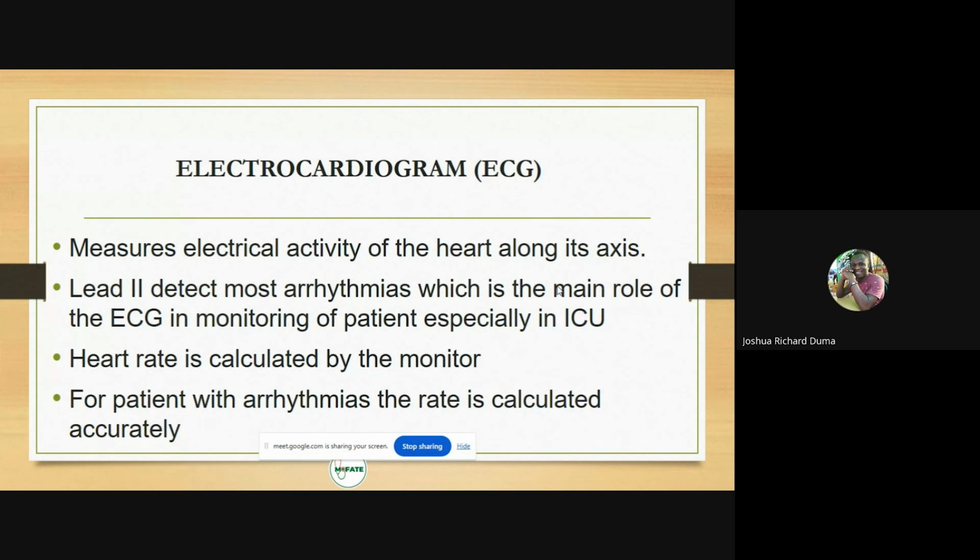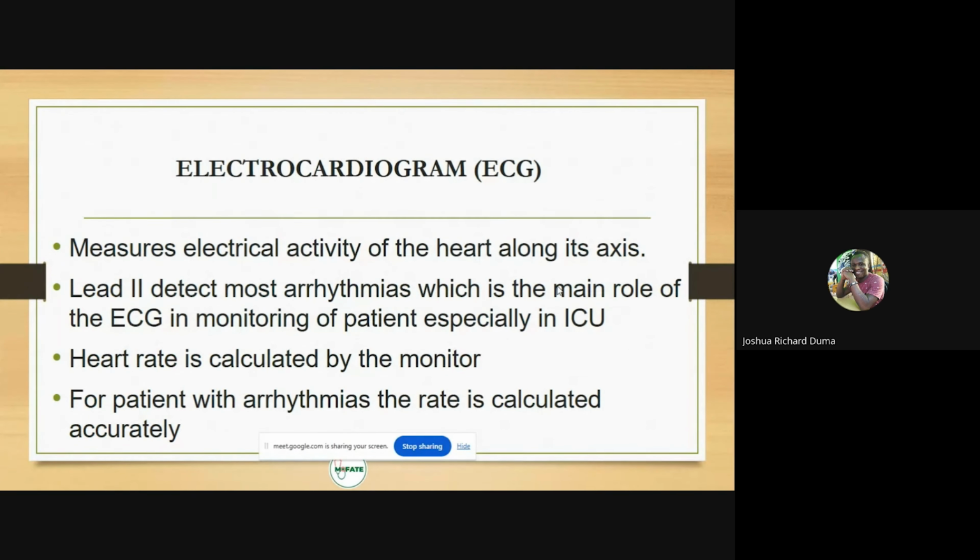Okay, so its diversity also includes electrocardiogram monitoring. So first of all, I want to talk about the importance of electrocardiogram monitoring in ICU.